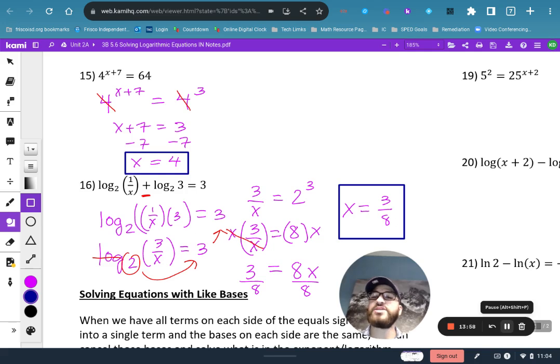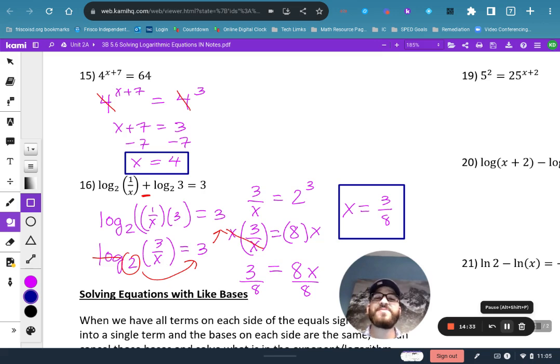16, we have log base 2 of 1 over x plus log base 2 of 3 is equal to 3. I have that addition sign on the outside, so I can combine it into a single logarithm with the insides multiplied. So log base 2 of 1 over x times 3, that's the same as 3 over x. So now I have log base 2 of 3 over x is equal to 3. I can hook my base over, so it becomes 3 over x is equal to 2 to the third power. I can simplify that 2 to the third to make it 8. So I have 3 over x is equal to 8.